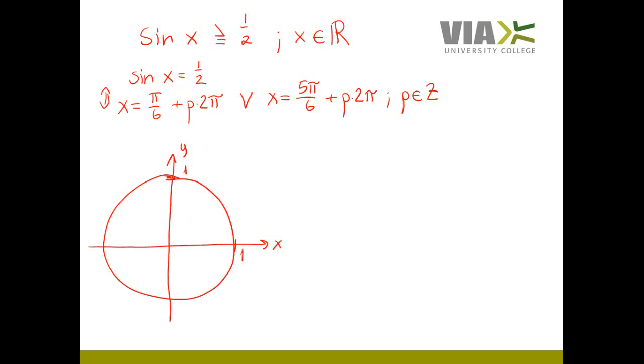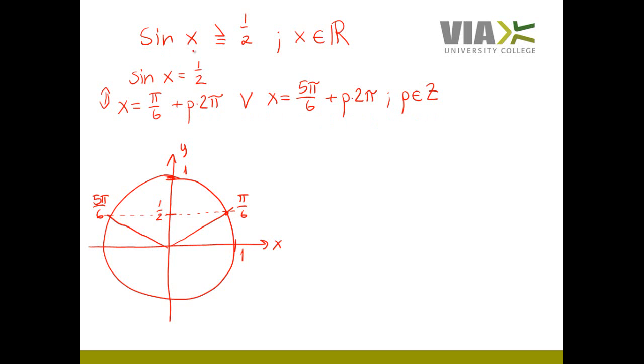You recall that the sine value we'll get from the y-axis. So sine x equals 1 over 2. 1 over 2 we approximately have here. So the angles which we have found up here in the equation, which is pi over 6, must be this one here, and the other one, 5 pi over 6, must be this one over here. Now I have indicated the result to our equation from up here.